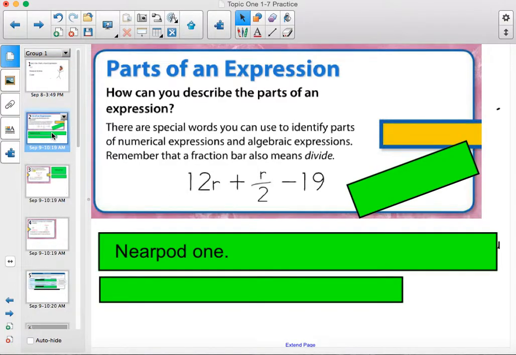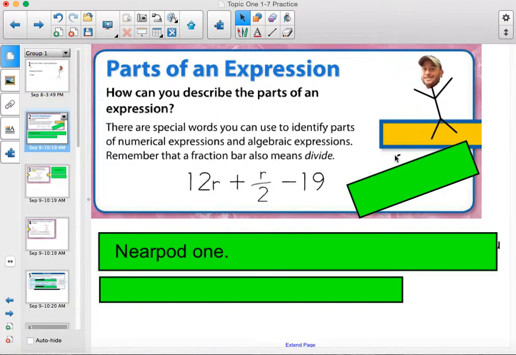Okay, let's look at the first page of the lesson. When we look at this activity, it's going to talk about the parts of the expression. The question they start off with is, how can you describe the parts of an expression? If you look at an expression, there are special words you can use to identify parts of a numerical expression and algebraic expressions. Remember that a fraction bar also means divide.